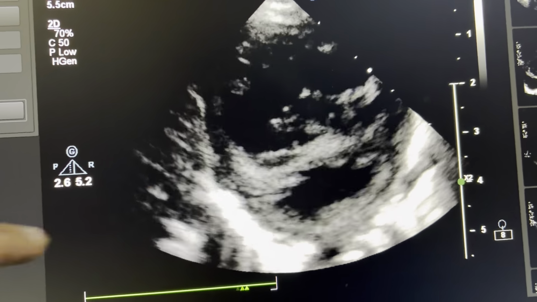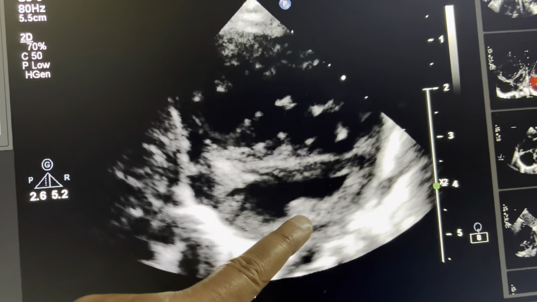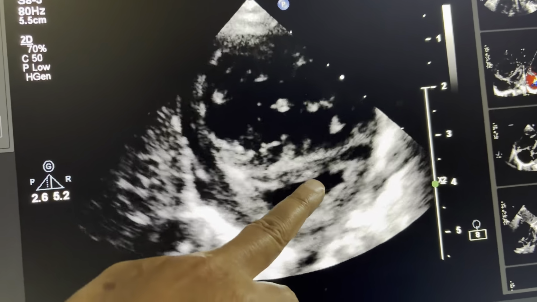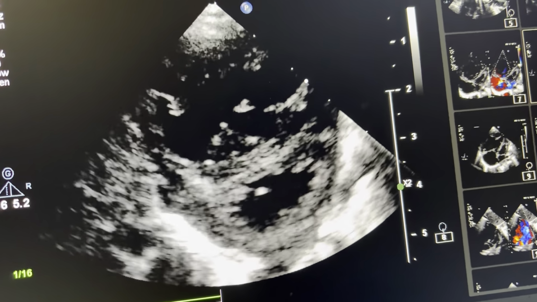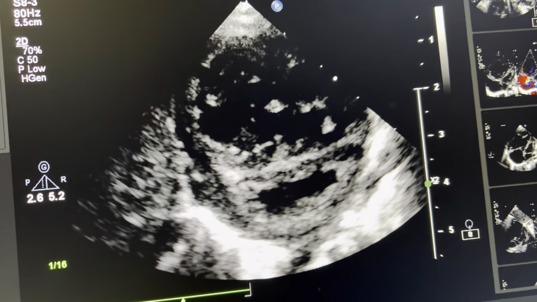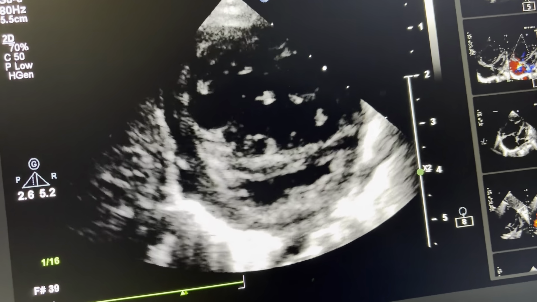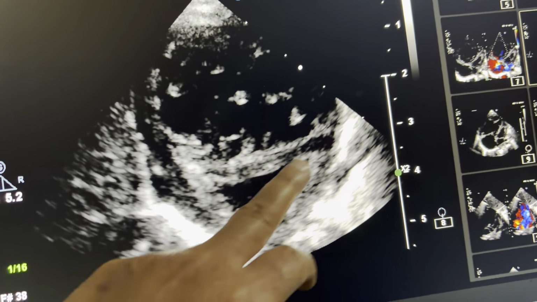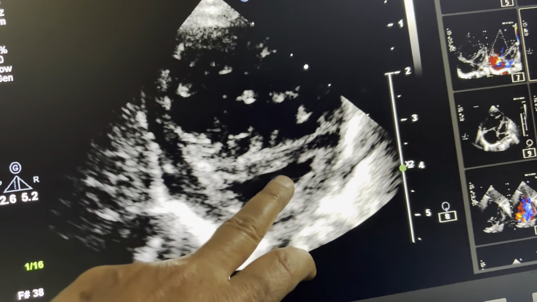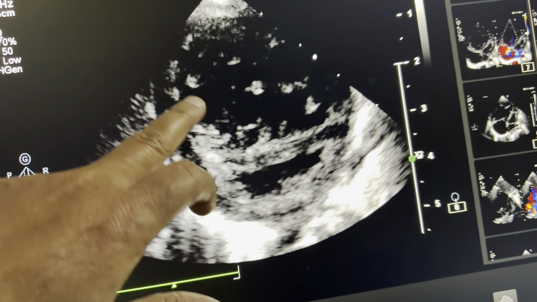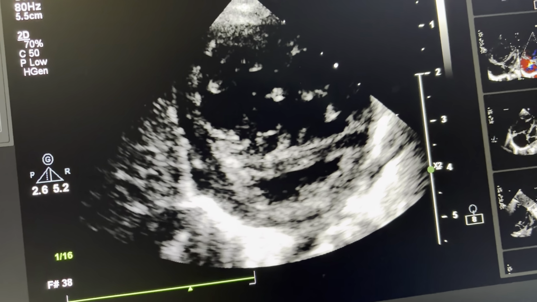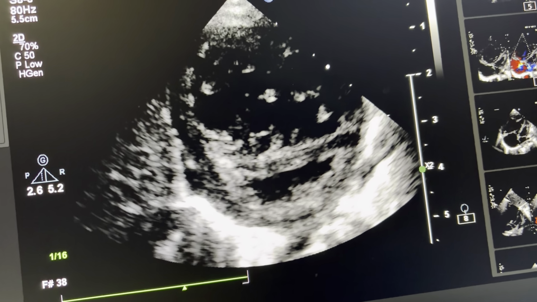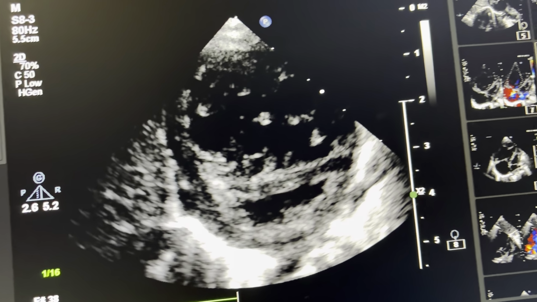This is the parasternal short axis view. This is the left ventricle. This is the right ventricle. The left ventricle shows a D-shaped septum. You can see the D-shaped septum. This D-shaped septum indicates severely raised right ventricular systolic pressure. That is the point to know from this image.